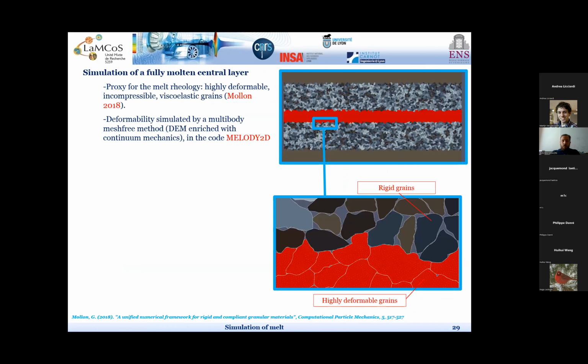And this is done by representing approximately the molten rock by a collection of highly deformable, incompressible, and viscoelastic grains. So, for example, in this case, we simulate a fully molten layer in the central part of the gouge. And as you see here, this red layer is actually composed of highly deformable grains, which are frictionless, but which are viscoelastic in behavior.